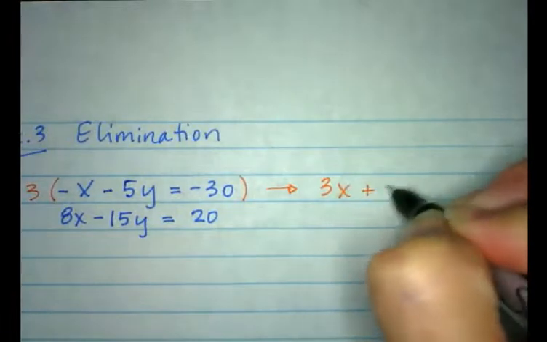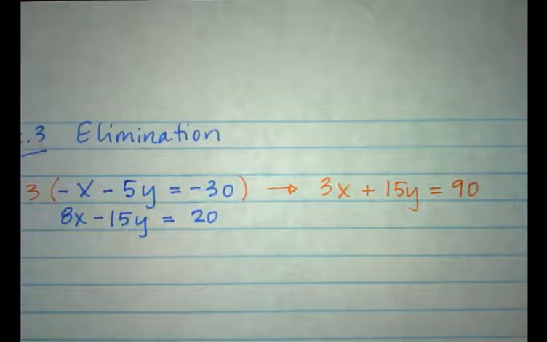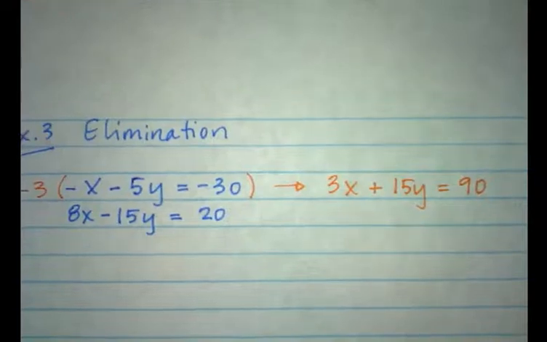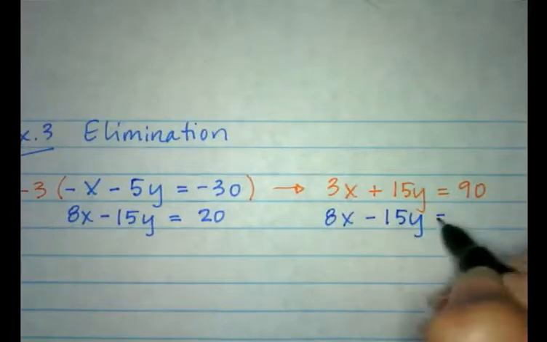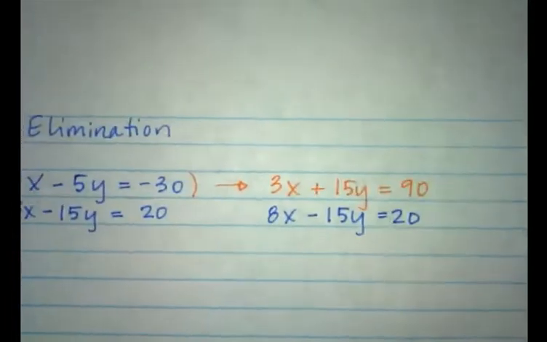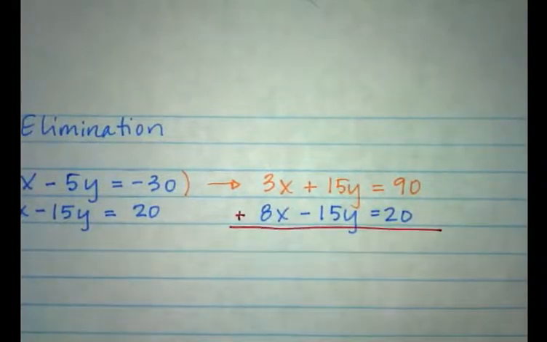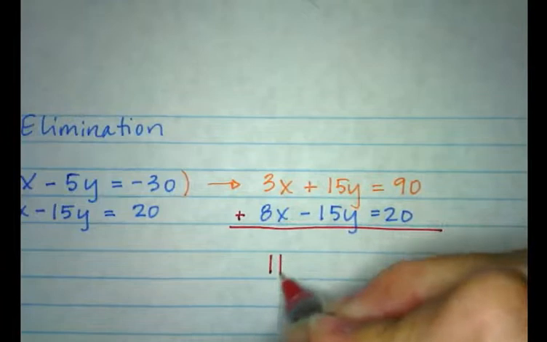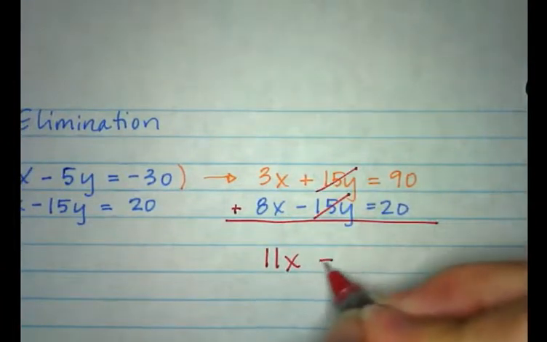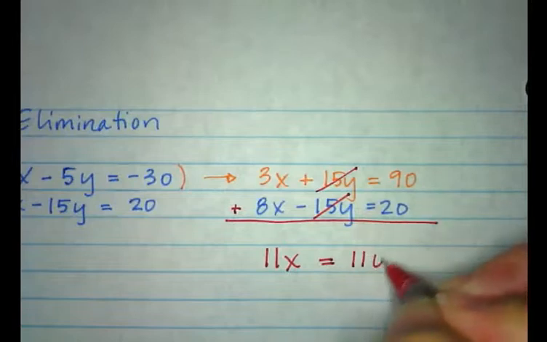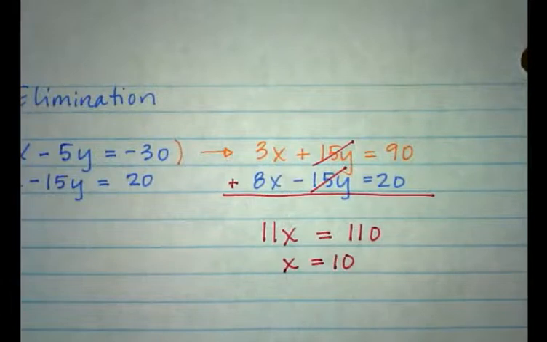All right, so if I multiply this first line by negative 3, then I will have 3x plus 15y equals 90. All right, and then this line is going to stay the same. So this will be 8x minus 15y equals 20. So what I'm going to do now is to combine these 2 lines together. So I'm basically going to add them together. So 3x and 8x is 11x. 15y and negative 15y cancel. And 90 plus 20 is 110. So to solve, divide both sides by 11 and x equals 10.